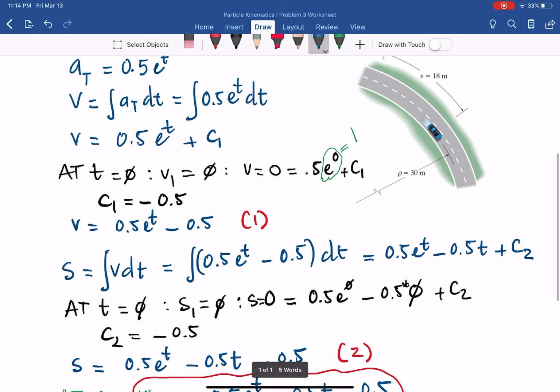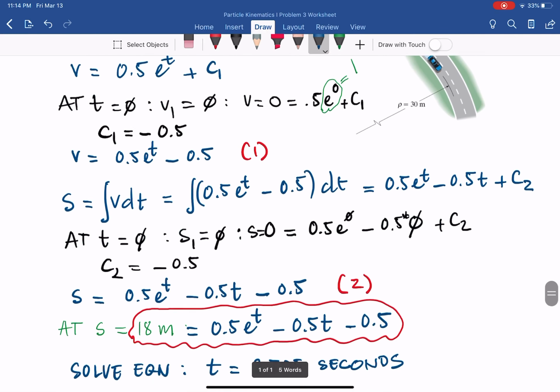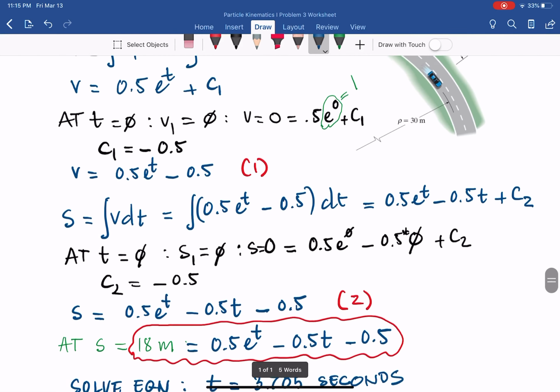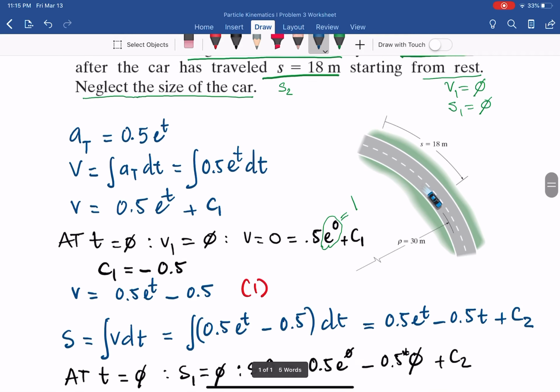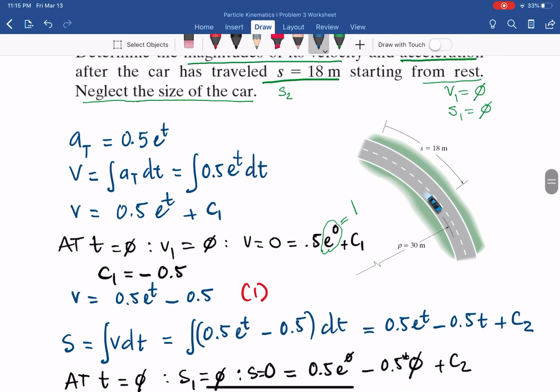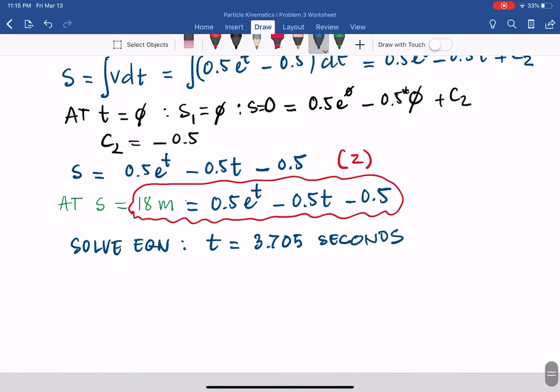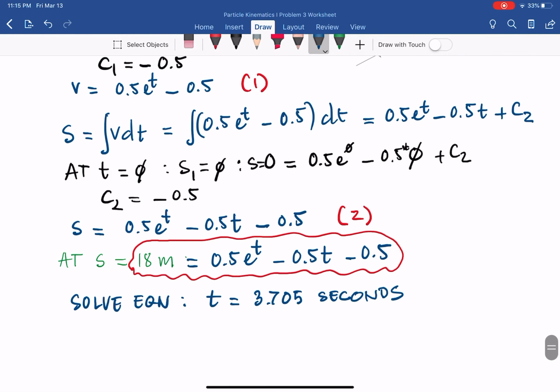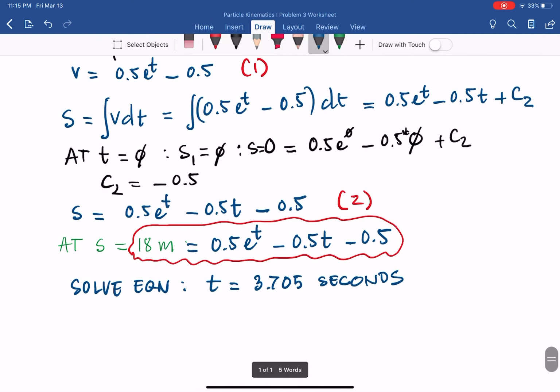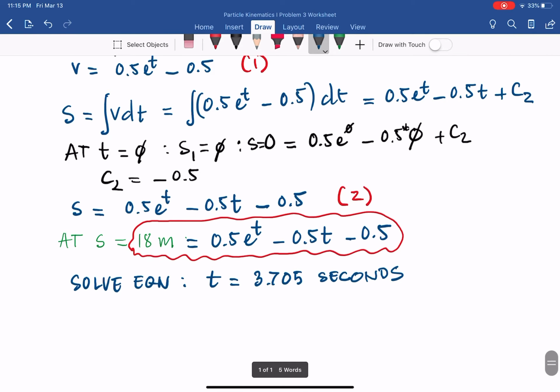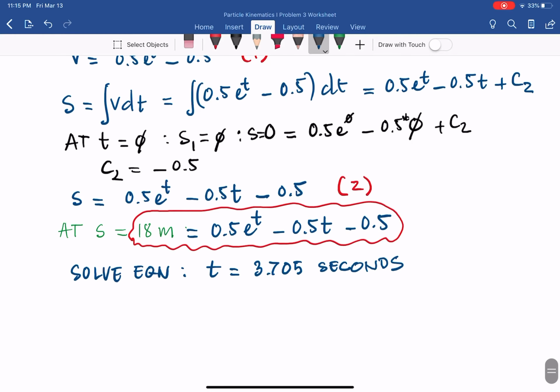So what does that mean? It needs 3.705 seconds for the car to travel 18 meters. And now go back to the question. The question asks what is the magnitude of its velocity and the magnitude of the acceleration. So we already have the equation of v with t as the independent variable, so we can plug in to find v.